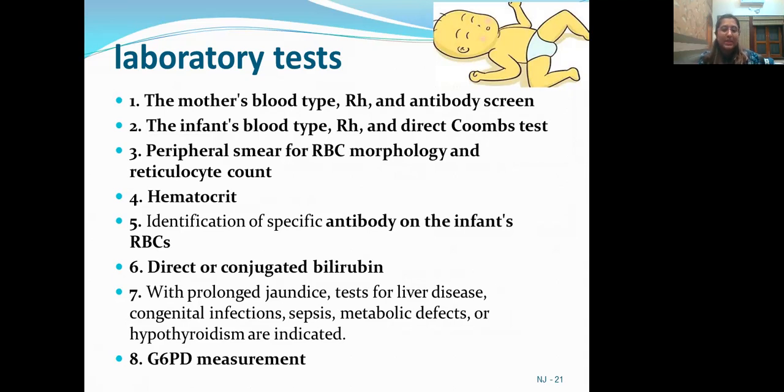Then identification of specific antibody on the infant's RBCs in order to look for autoimmune disorders, and direct or conjugated bilirubin, to see if it is a conjugated hyperbilirubinemia or not. And with prolonged jaundice, we test for liver disease, TORCH infections, or any congenital infections, sepsis, or if the child is on TPN or so, and other metabolic disorders or metabolic defects, like I've mentioned, lipid storage disorders or glycogen storage disorders, Gaucher's disease, or hypothyroidism and panhypopituitarism to be ruled out. And we definitely need to rule out G6PD deficiency.